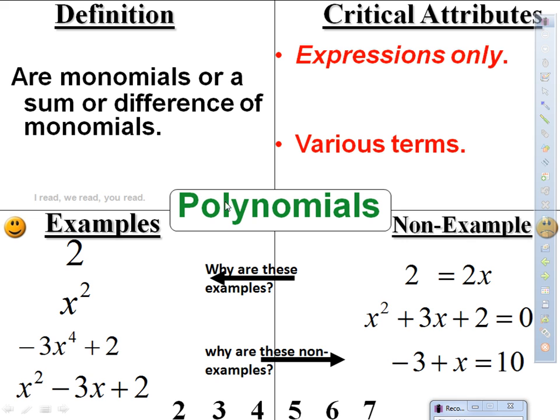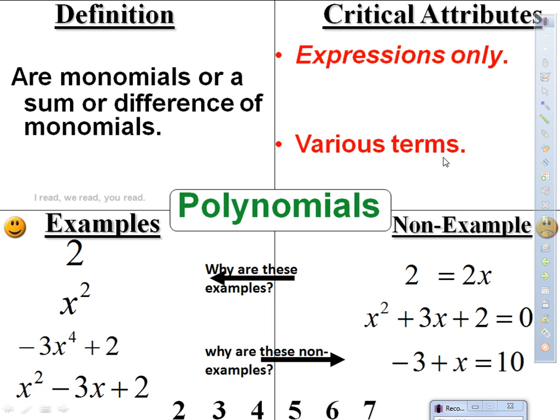You already have this. What are polynomials? We said they are monomials or the sum and difference of monomials. So 2 is a monomial, x squared is a monomial. This is a binomial because it's 2 monomials, a sum. And this is 3 monomials, the sum and difference. These are non-examples because these are equations. Right now we're just looking at expressions. So therefore, expressions only, there's terms.